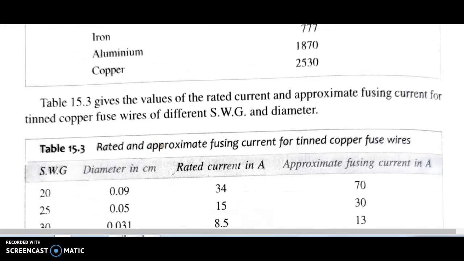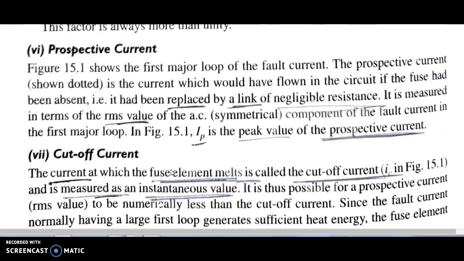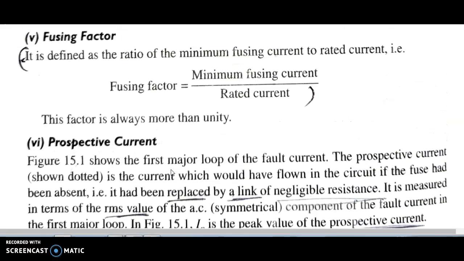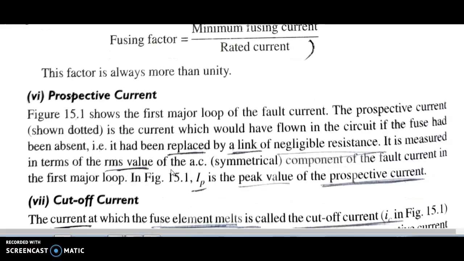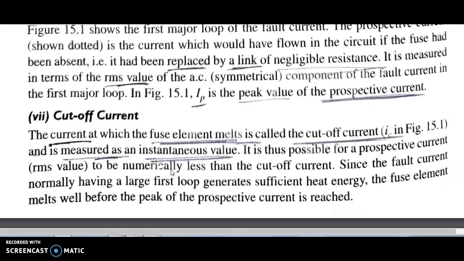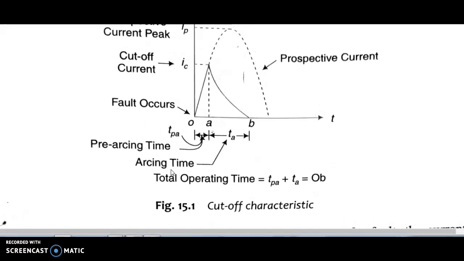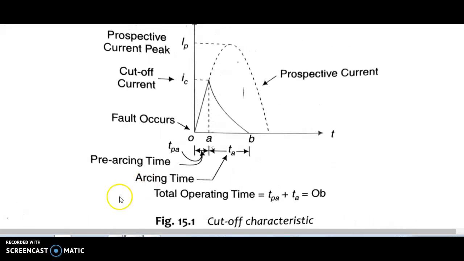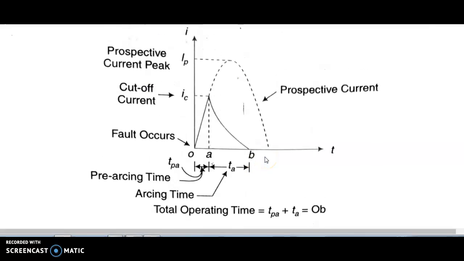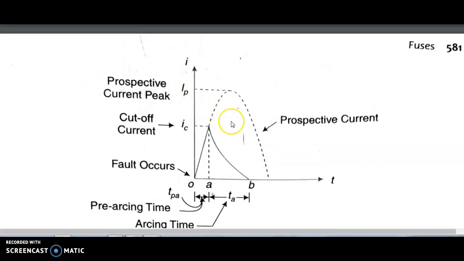Next, what about the fusing factor? The fusing factor is the ratio of the minimum fusing current to the rated current. Prospective current: what does it mean? See here, the figure shows the prospective current, that is the IP value. Here the prospective current is the peak value of the first major loop of the fault current, the highest loop. The prospective current is shown here with dotted lines.